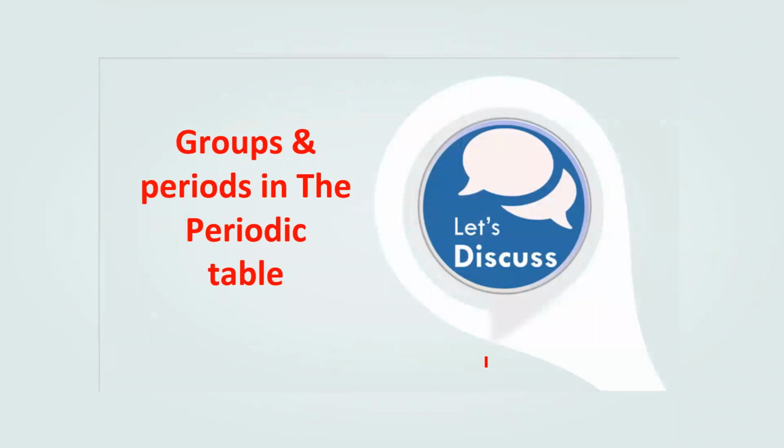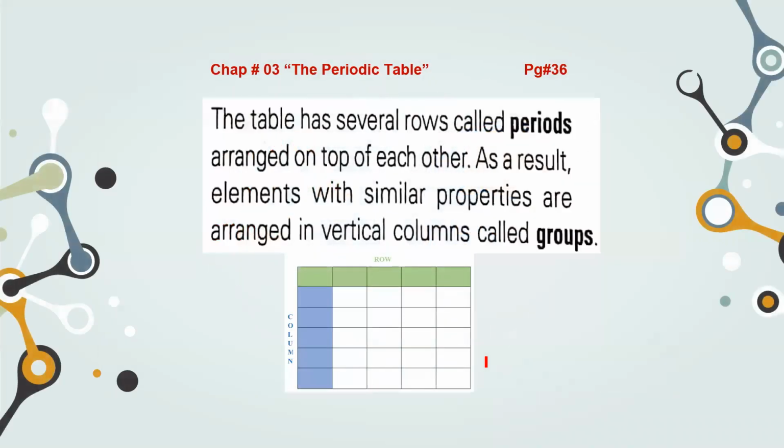Now come towards the groups and periods in the periodic table. What are groups and periods? Let's discuss groups and periods. The table has several rows called periods. These are the rows.